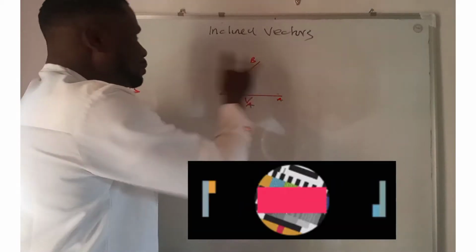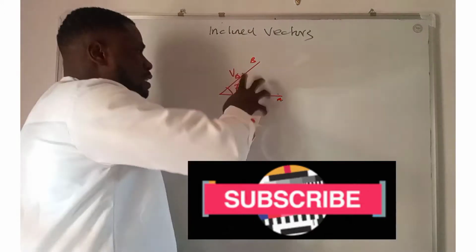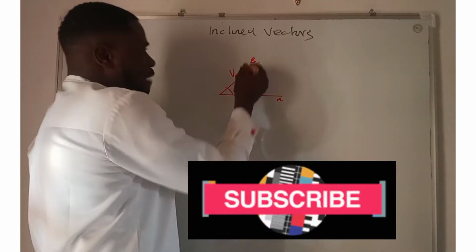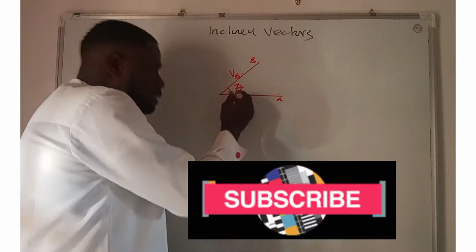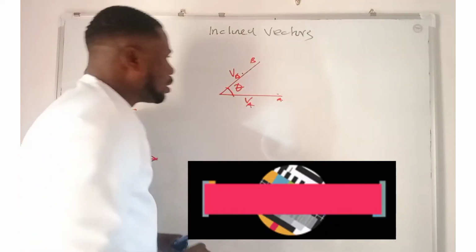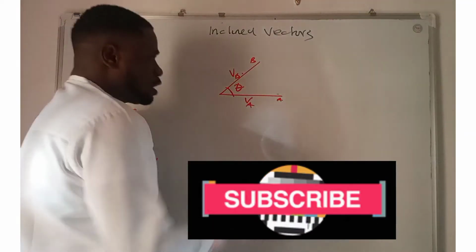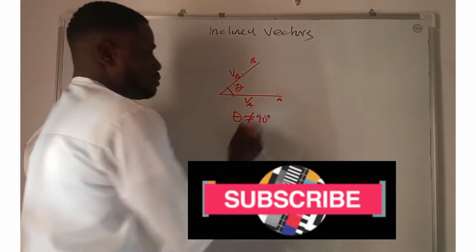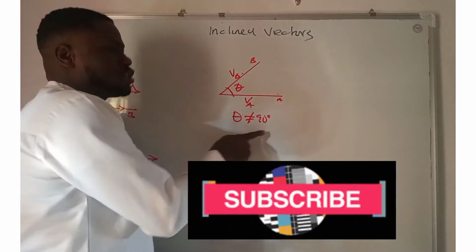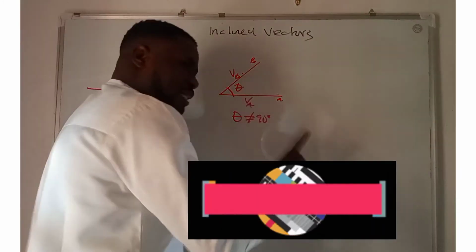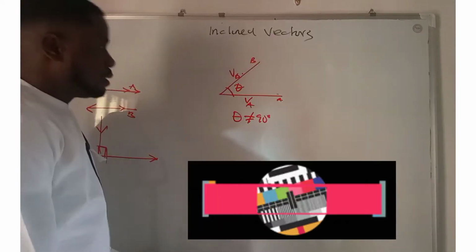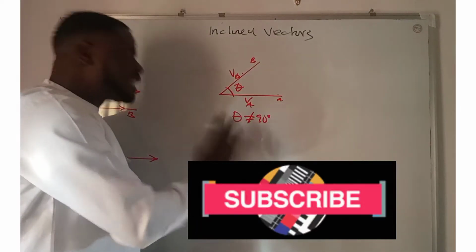But for inclined vectors, in this case, you see that this vector and this vector are meeting at a point, and the meeting point gives you an angle theta. Obviously, this angle theta is not 90 degrees. Please take note, this angle theta is not 90 degrees, because if it is 90 degrees, it will be a case of perpendicular vectors. So this is a case of inclined vectors.